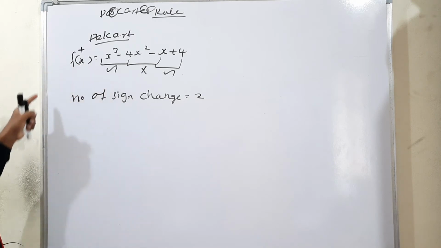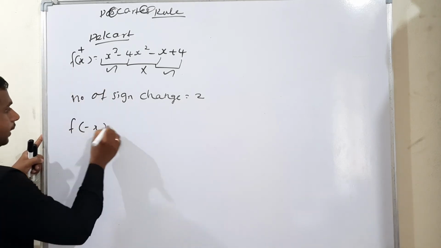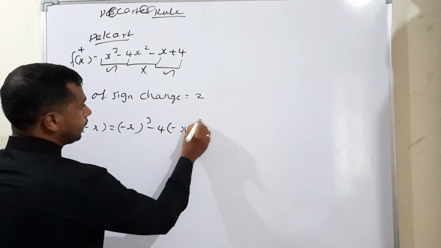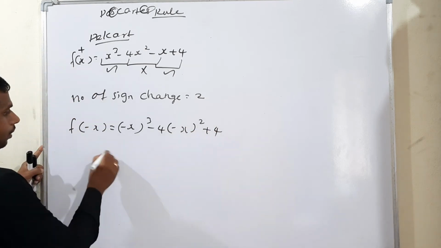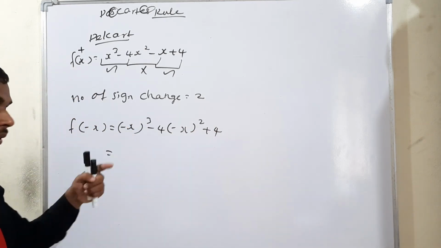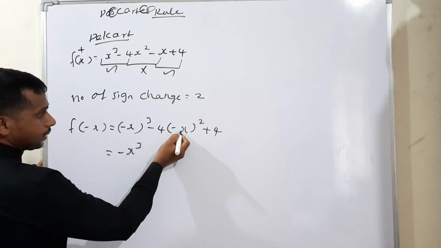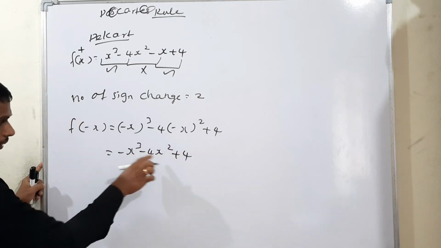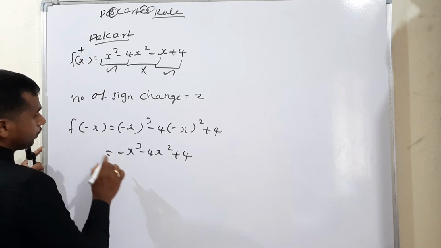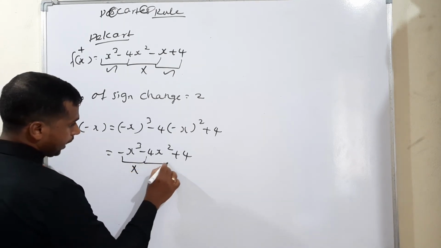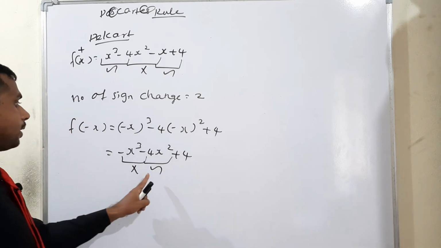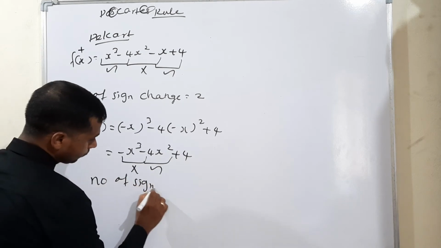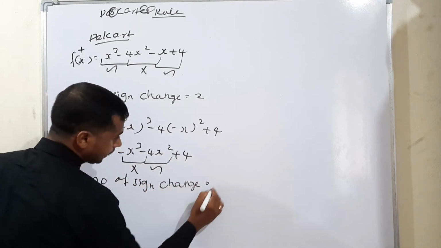But instead of plus, if you consider minus, what will happen? f of minus x is equal to minus x the whole cube, then minus 4 times minus x the whole square, then plus 4. Odd power means the sign stays the same, so minus x cube. Minus x the whole square means positive x square, so minus 4x square, then plus 4. Now you have to check the sign changes for negative roots. Minus to minus, no sign change. Again minus to plus, one sign change. Totally only one sign change.